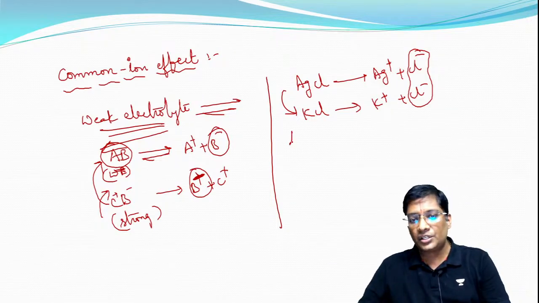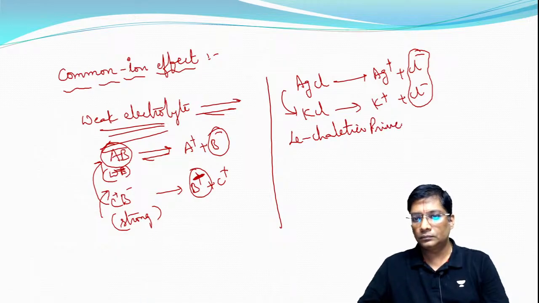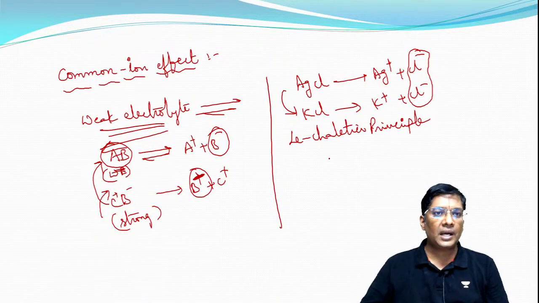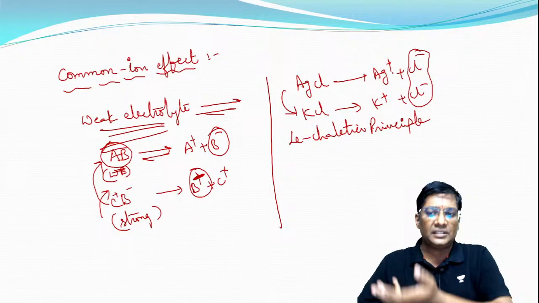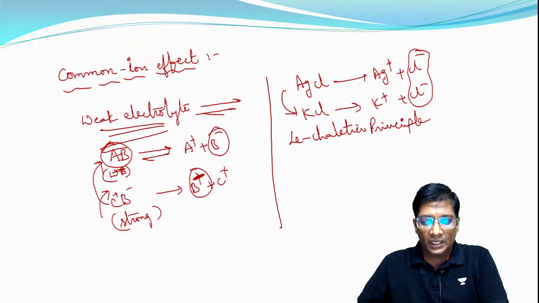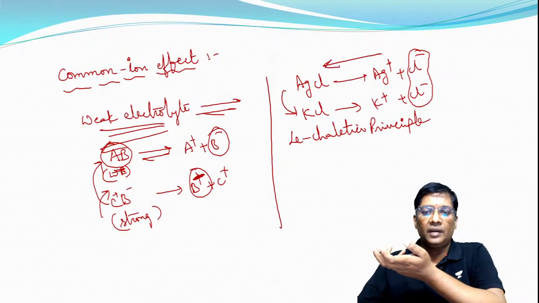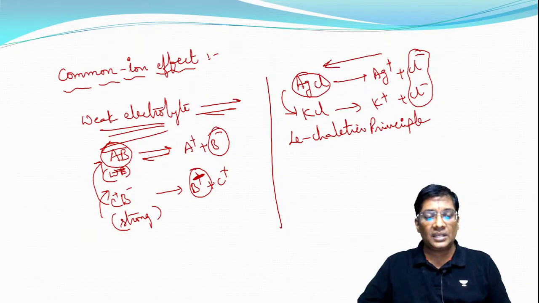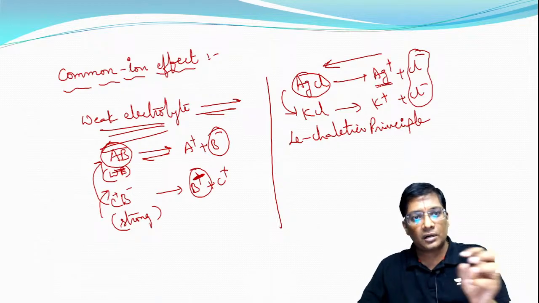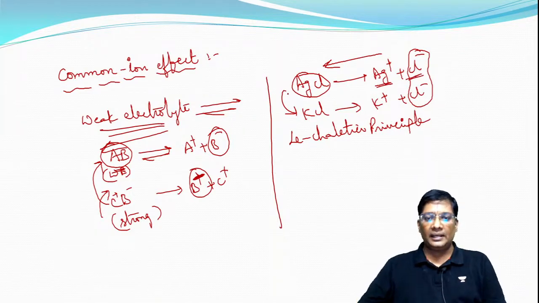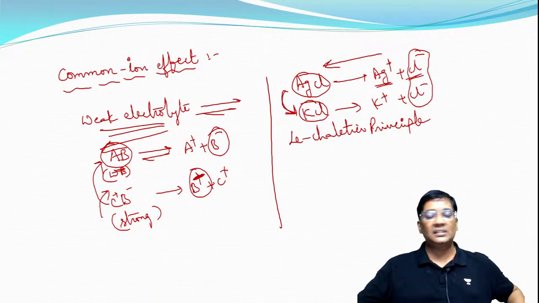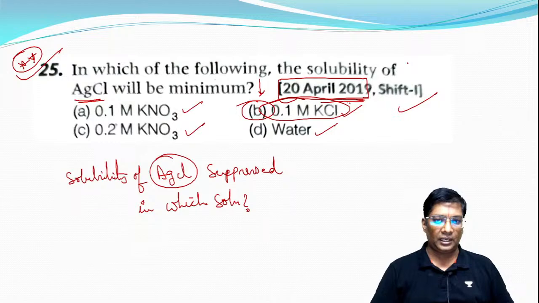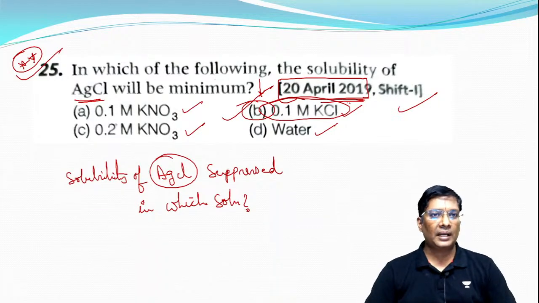So according to the Le Chatelier principle, what will happen? The concentration of the products will be increased. So what does Le Chatelier tell us? If the concentration of products is increased, it favors the backward reaction. So AgCl does not dissociate into Ag plus and Cl minus when it is dissolved in KCl. If dissolved in KCl, the capacity to dissociate into Ag plus and Cl minus decreases. So our answer is 0.1 molar KCl.